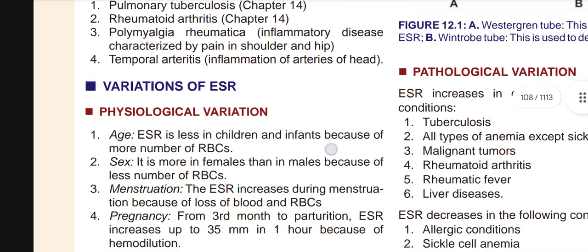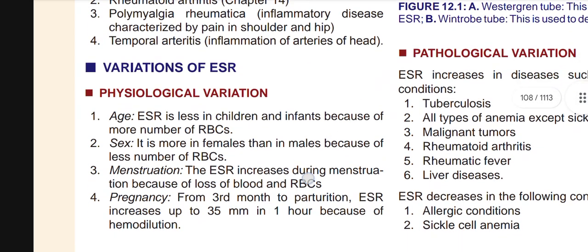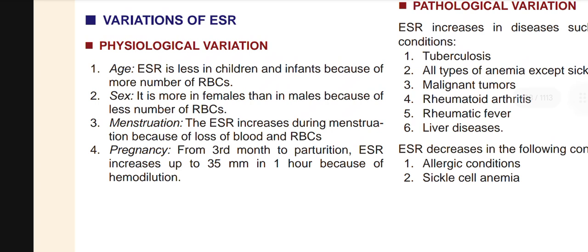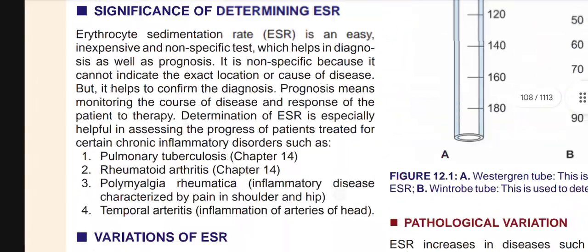Now variation of ESR, physiological variation. Age: ESR is less in children and infants because of more number of RBC. Sex: it is more in females than males because of fewer RBC. Menstruation: the ESR increases during menstruation because of loss of blood and RBC. Pregnancy: from the third month to parturition, ESR increases up to 35 mm in 1 hour because of hemodilution.